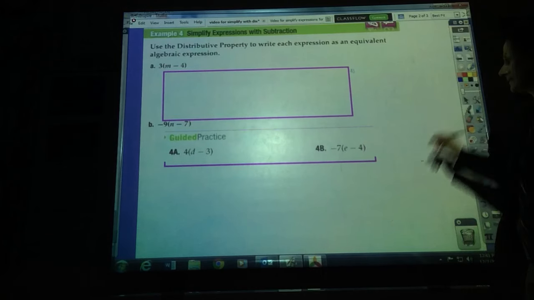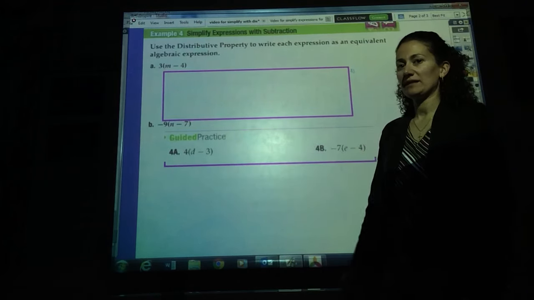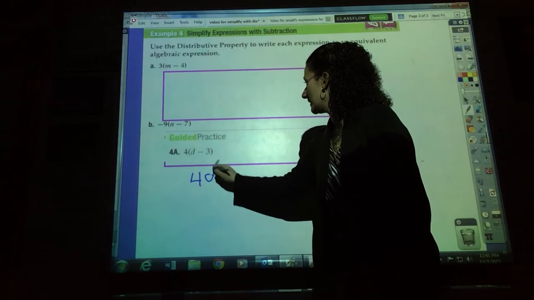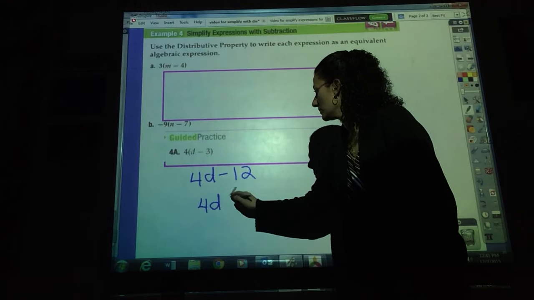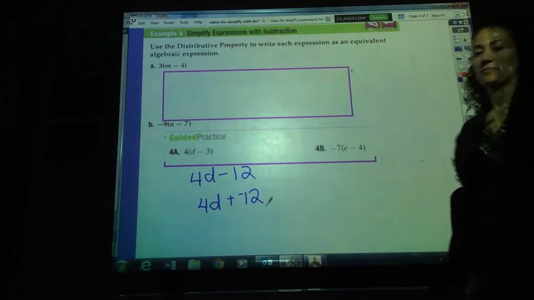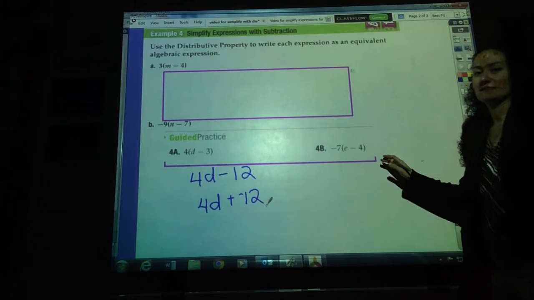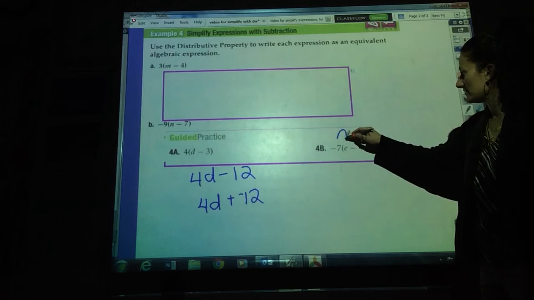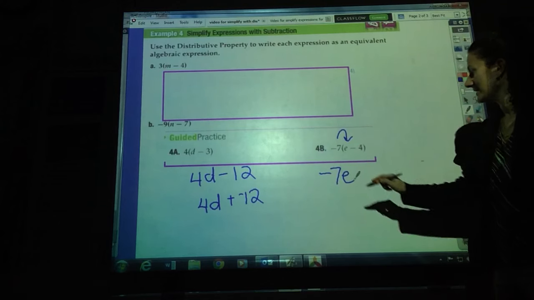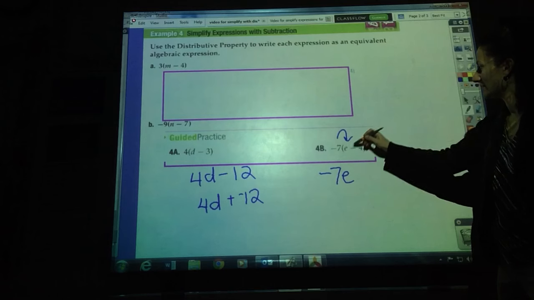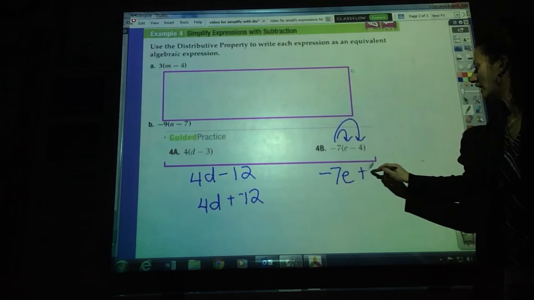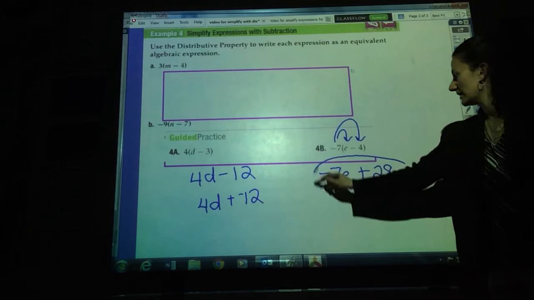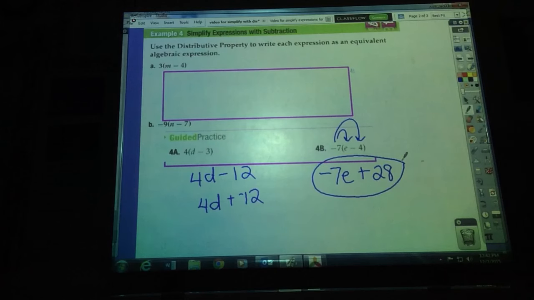Move them up here a little bit. The answer to 4 times d minus 3 is 4d minus 12. You can also write that as 4d plus negative 12. That's the same thing. This one is definitely trickier. Negative 7 times e is negative 7e. But then, look at that negative or that subtraction. Negative 7 times negative 4 is positive 28. Your final answer should be written like that. Right, bring these examples to class tomorrow and we'll practice some more.